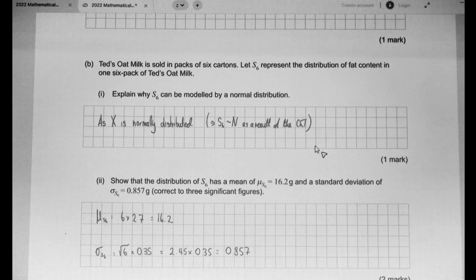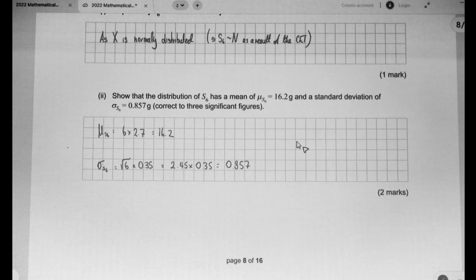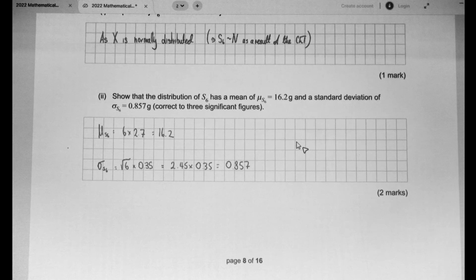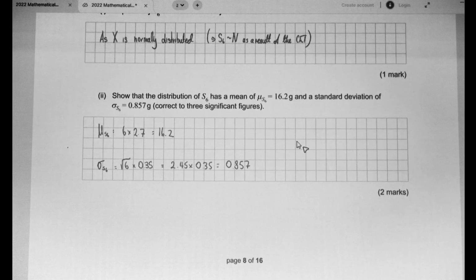Right. The next bit was a show that, so they needed to actually have the 6 by 2.7 and the root 6 by 0.35 or something equivalent to that. They needed to show, not just write the answer down again, obviously. Just for any new teachers as well, the show that is just used there to allow the buyback into the question later on. So if a student can't get those answers, there that allows them another re-entry point into the question at a later date.